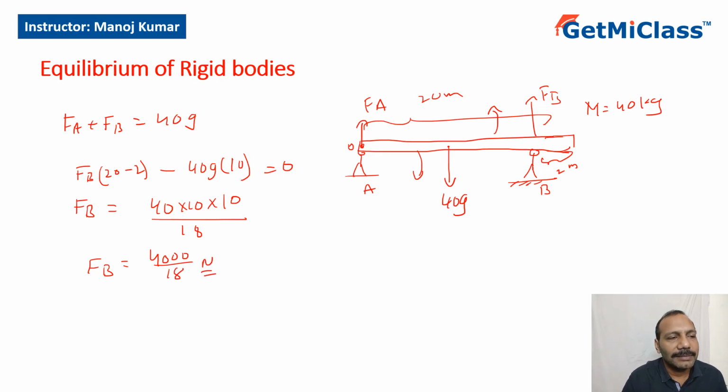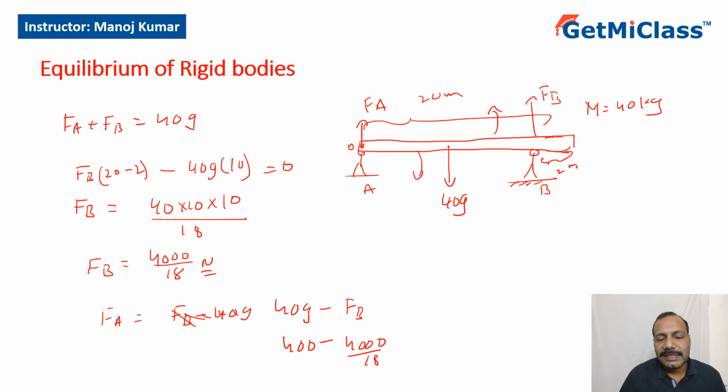Once we know the force applied by B, I can find the force applied by A. So what is the force applied by A? I need to find it. Force applied by A would be equal to force applied by B minus 40G. I'm sorry, it should be the other way around: 40G minus force applied by B. That is 400 minus 4,000 by 18. So in this way I can find the force applied by A and the force applied by B by using the method of equilibrium of rigid bodies.